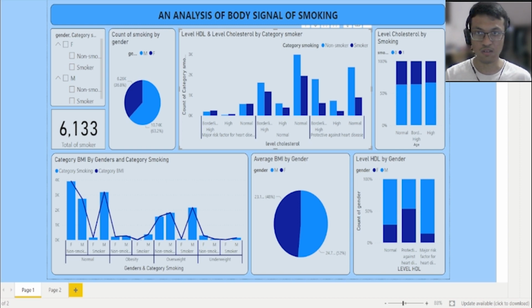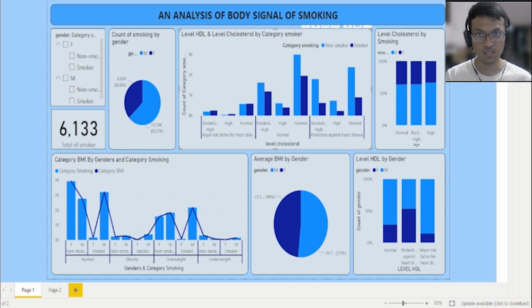For the middle graph, the comparison of level of HDL and level of cholesterol by status of smoking shows that non-smoker has the highest number correlating with normal level cholesterol and normal level HDL, followed by the smoker. For every level, protected against heart disease has a majority of non-smokers over smokers. The major risk factor had a lower amount of smokers and non-smokers compared with the other regions. Both of them had the same count in normal HDL.